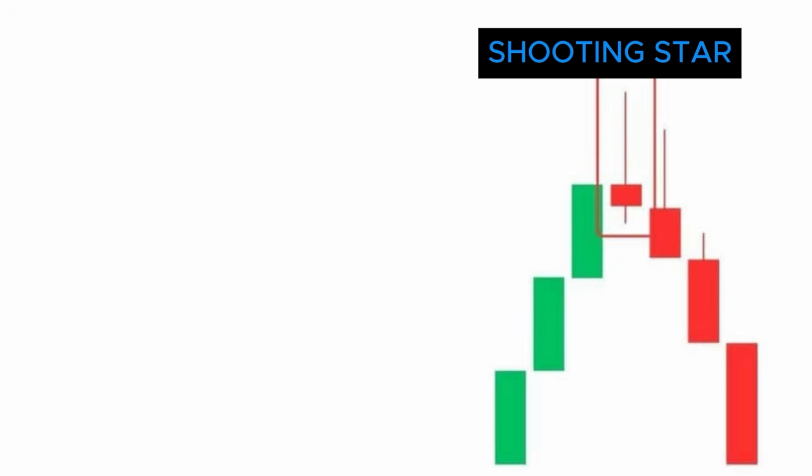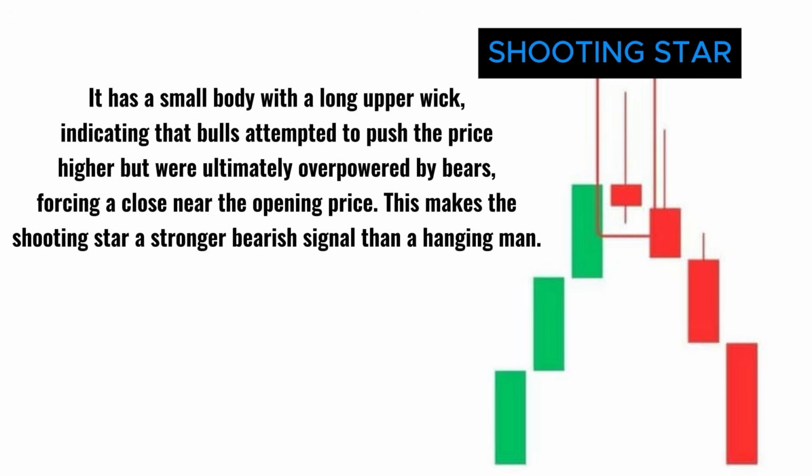Conversely, a shooting star appears at the top of an uptrend and acts as a strong bearish reversal pattern. It has a small body with a long upper wick, indicating that bulls attempted to push the price higher, but were ultimately overpowered by bears, forcing a close near the opening price. This makes the shooting star a stronger bearish signal than a hanging man.